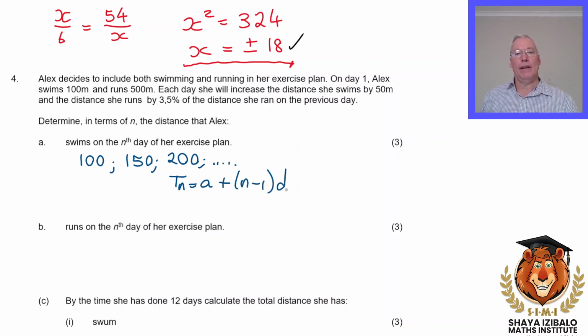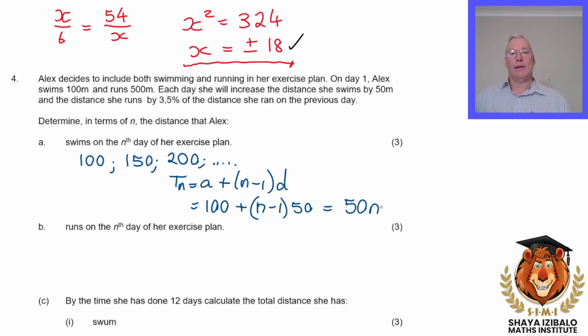On the nth day, she will actually swim, let's have a look, 100 plus n minus 1 lots of 50. And that actually comes to 50 times n. And then we've got a minus 50 here and a plus 100. So 50n plus 50. That's actually how far she swims on the nth day. Let's just test it for day 3. 3 lots of 50 would be 150 plus 50 would be 200. There it is. Okay. Right.